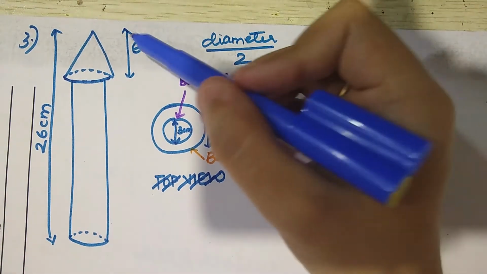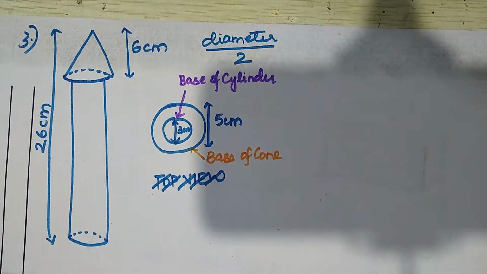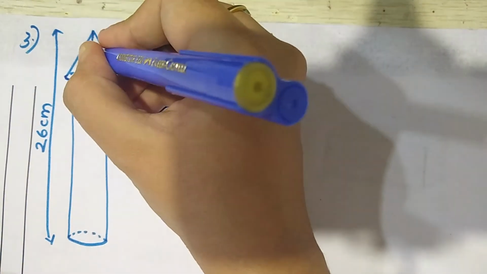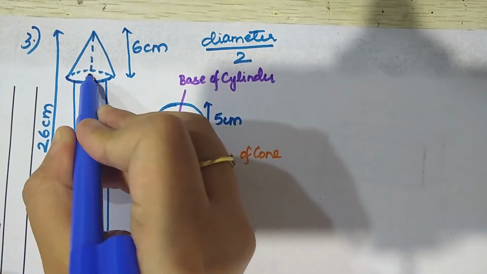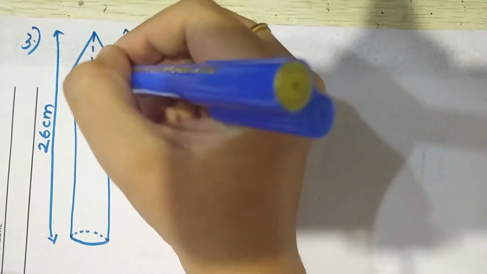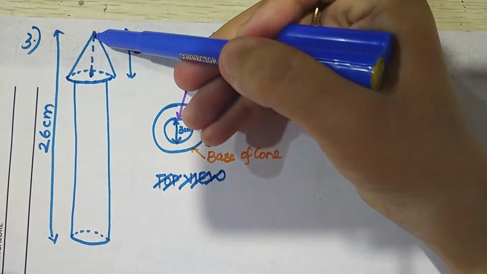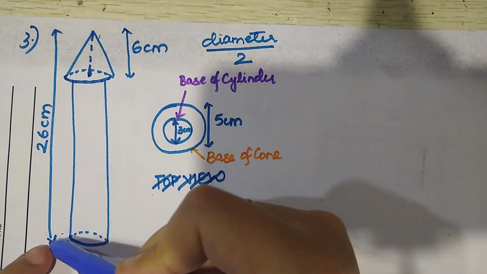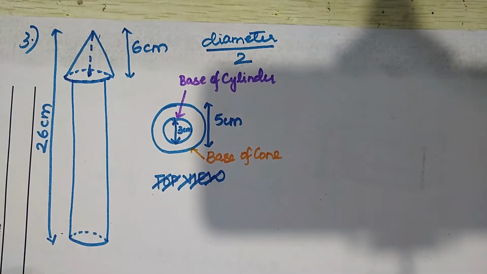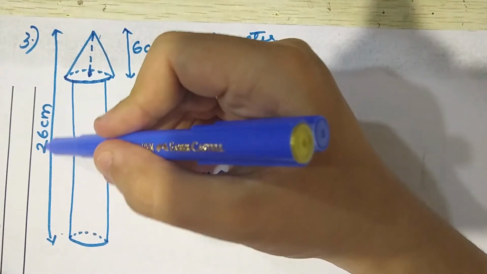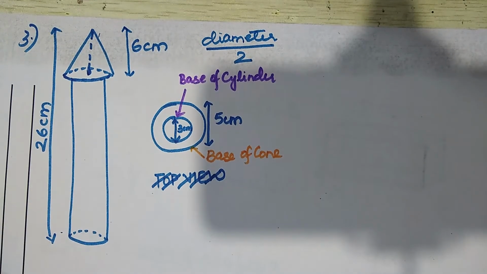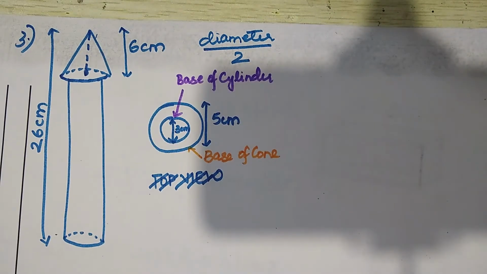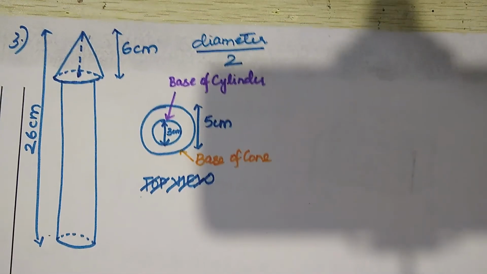Then the next thing that is given is this 6 centimeter, which is nothing but the height of this cone. This height right here is 6 centimeter. Then the next thing that is given is the total height of the rocket. The total height is given as 26 centimeter. So these are the dimensions given and we have to find the area to be painted.